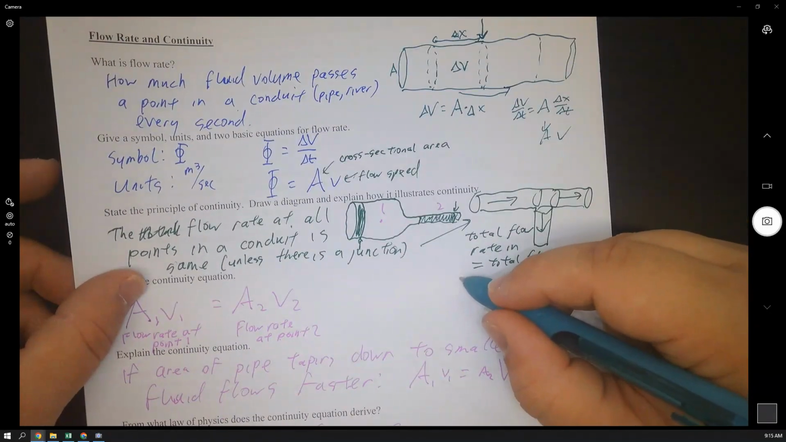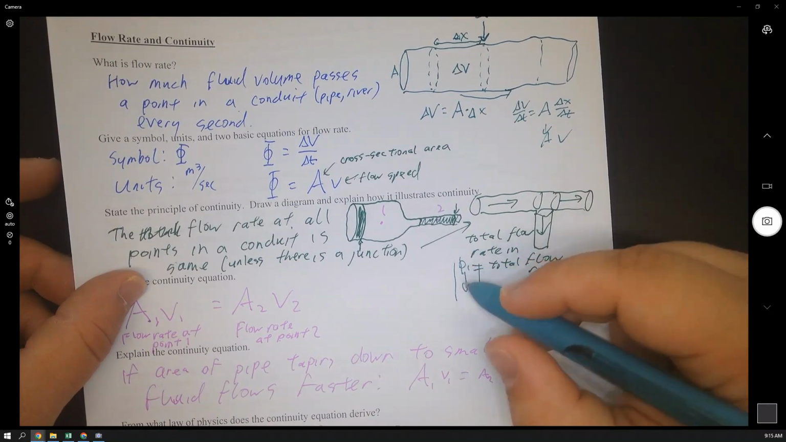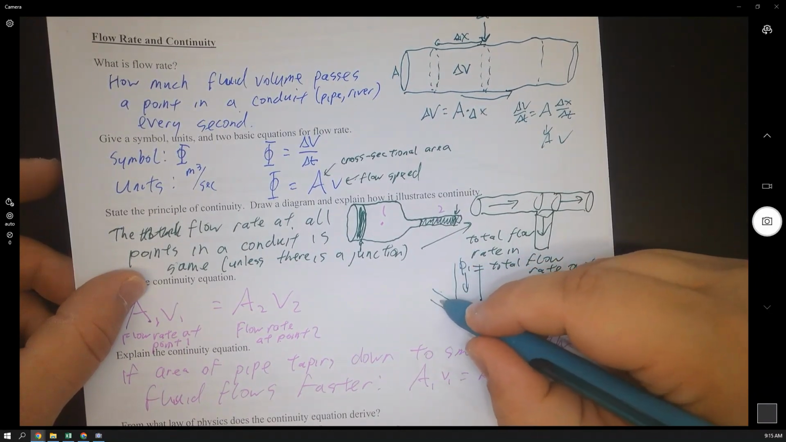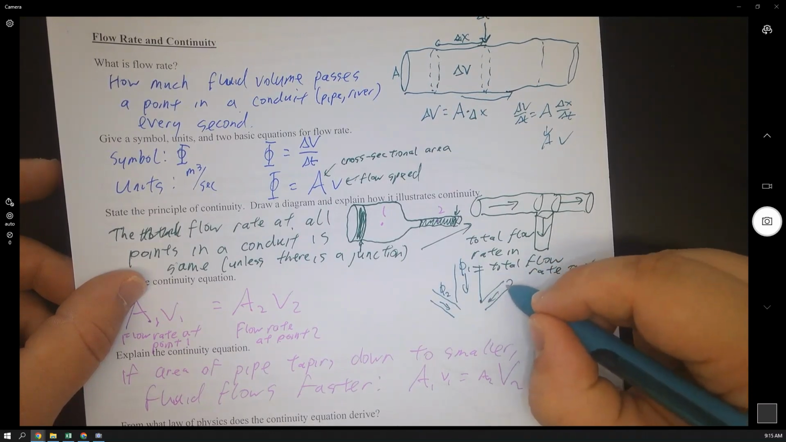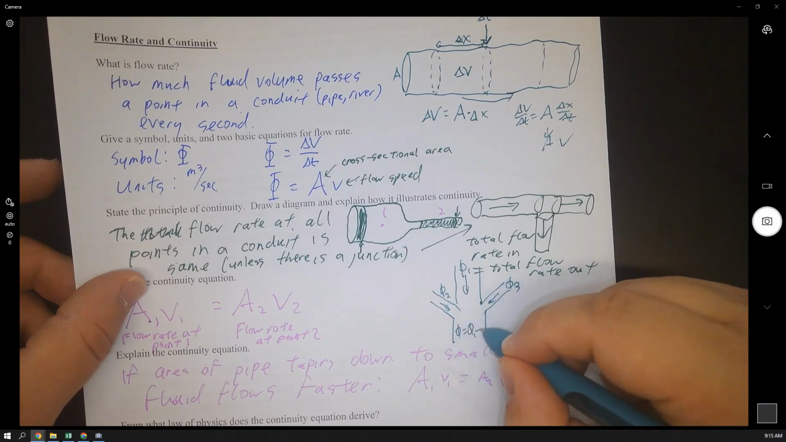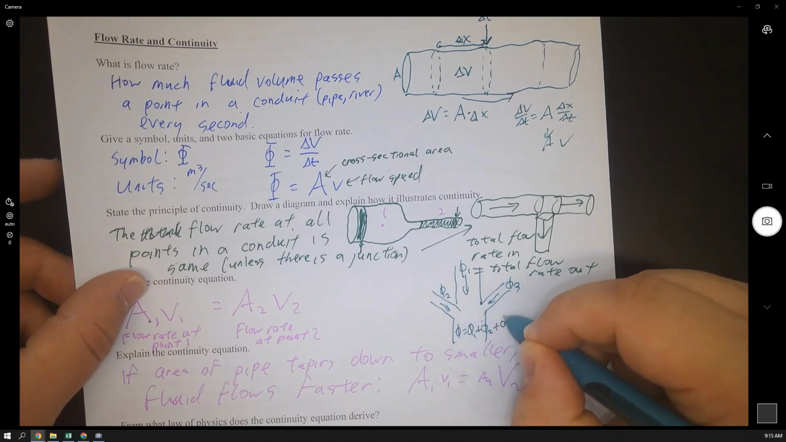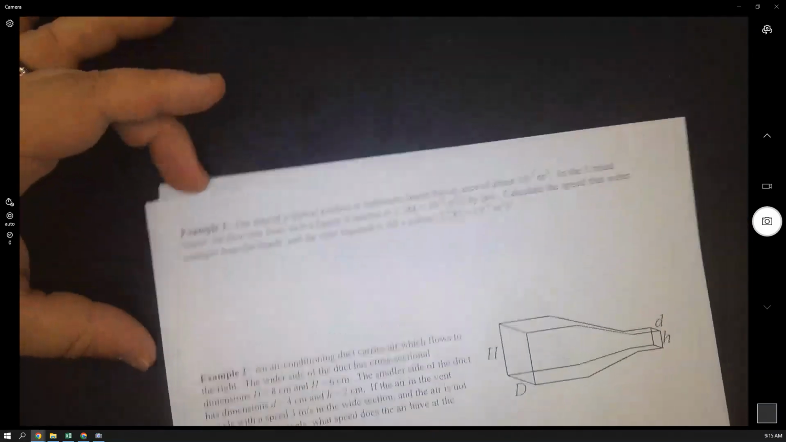If you have, for example, a river that has a certain flow rate 1, and then here's a stream with flow rate number 2, and then here's another stream with flow rate number 3, then this now has to have a flow rate equal to flow rate 1 plus flow rate 2 plus flow rate 3, because the water doesn't just disappear. It has to all add up. All right, some examples.